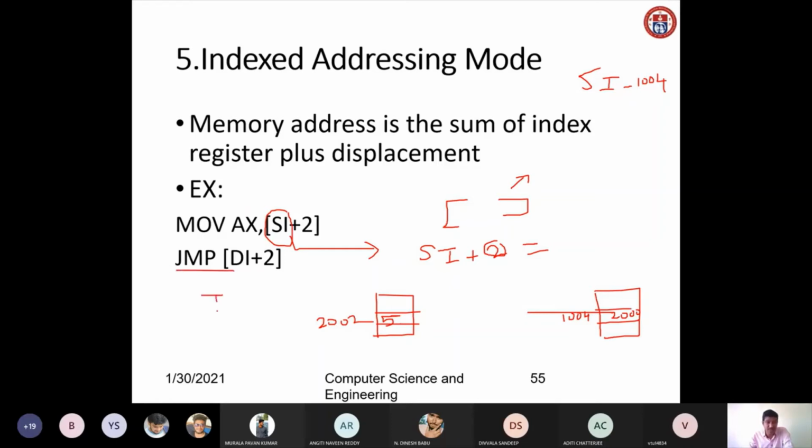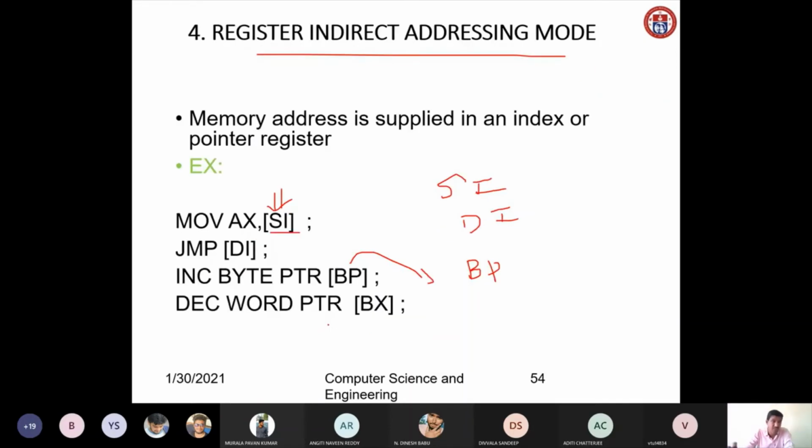Similarly here JMP. What is meant by JMP? It is a jump instruction. So far we didn't discuss the instruction set. When we discuss the instruction set, you will know about all the instructions that are available in 8086. This is increment byte and this is decrement word. These we didn't see, that's why I didn't explain. MOV means it is a data transfer instruction, and this is a jump, INC means it is an increment, and DEC means it is a decrement.